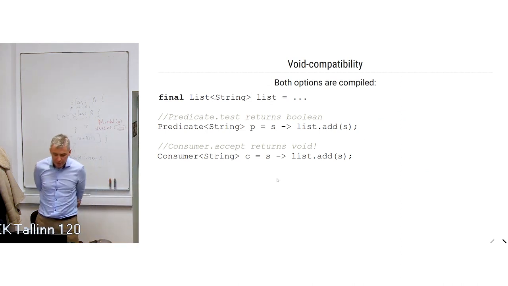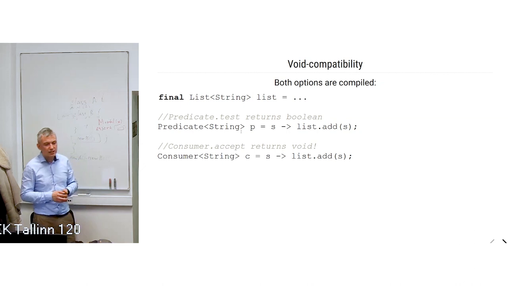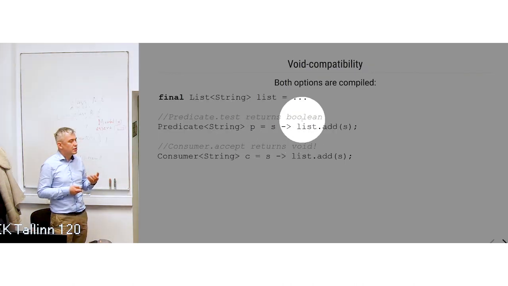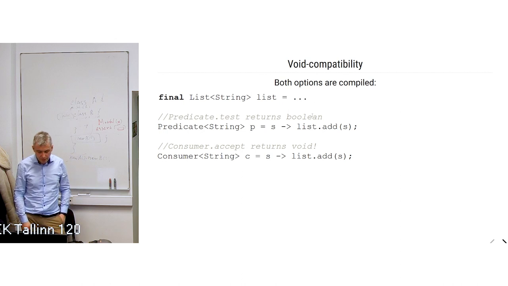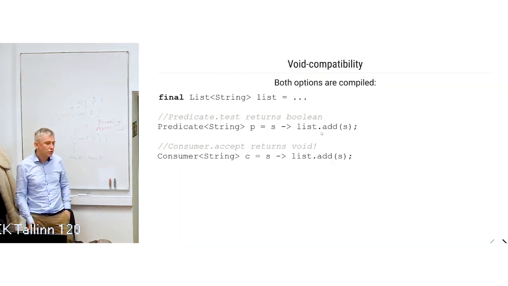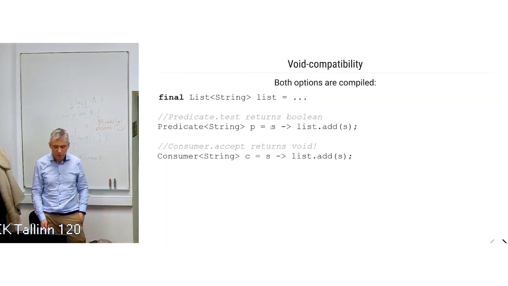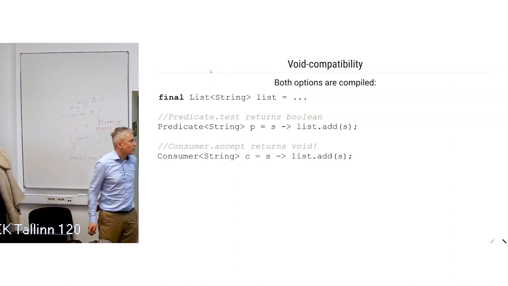Okay, void compatibility. If a functional interface method expects a void result, lambdas that return either void or non-void are assignable, because we can just ignore the result. For example, list.add returns boolean, and thus it's assignable to Predicate, right? It's quite unusual to see that list.add returns boolean, and thus it not only says something about s, but it also mutates some external state. So this is maybe an unusual example of a lambda, but still it's a valid one.